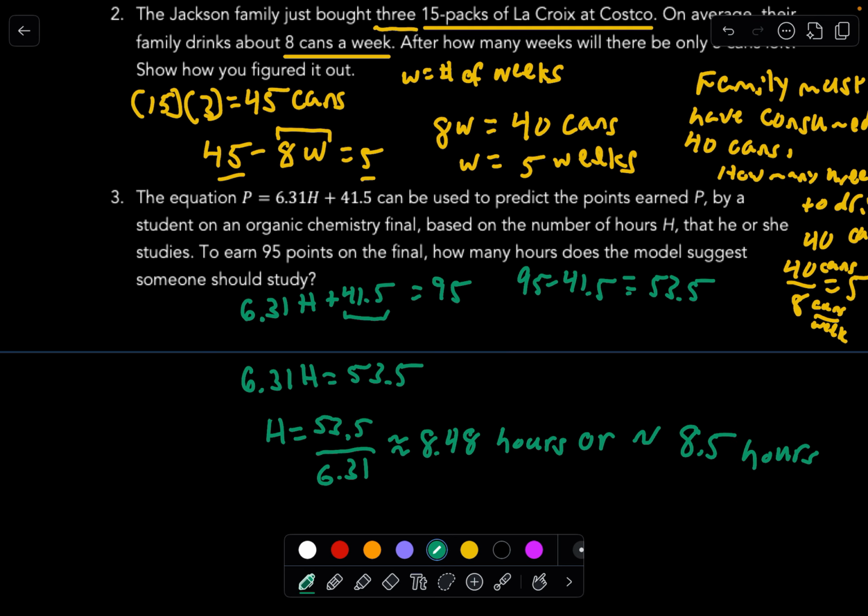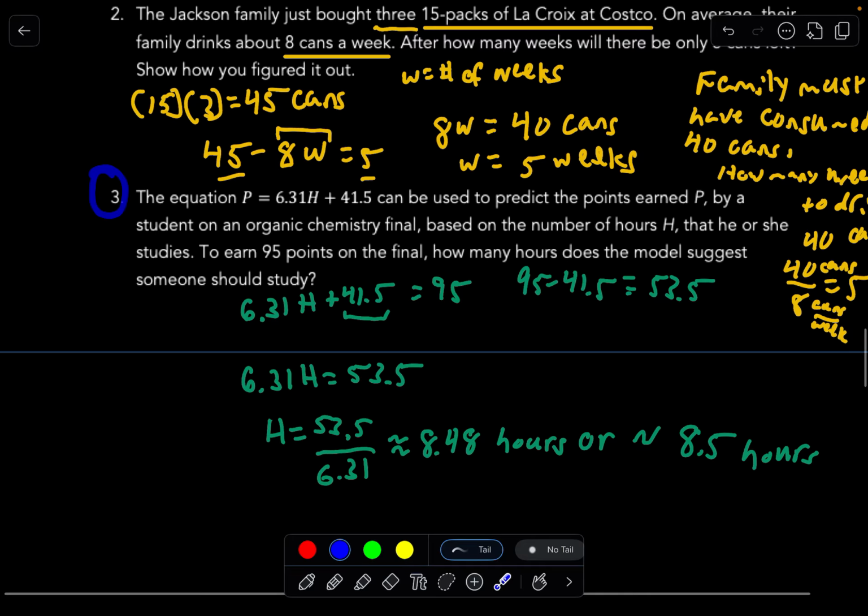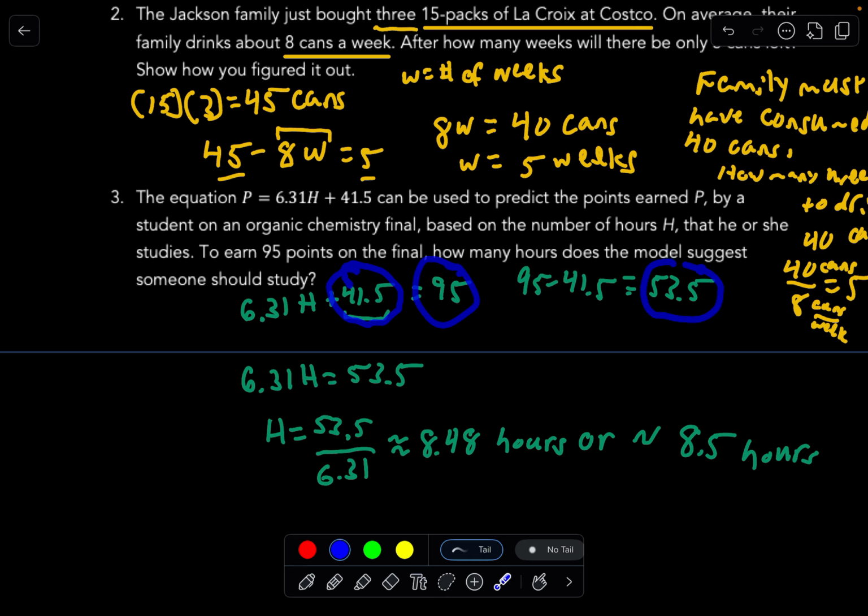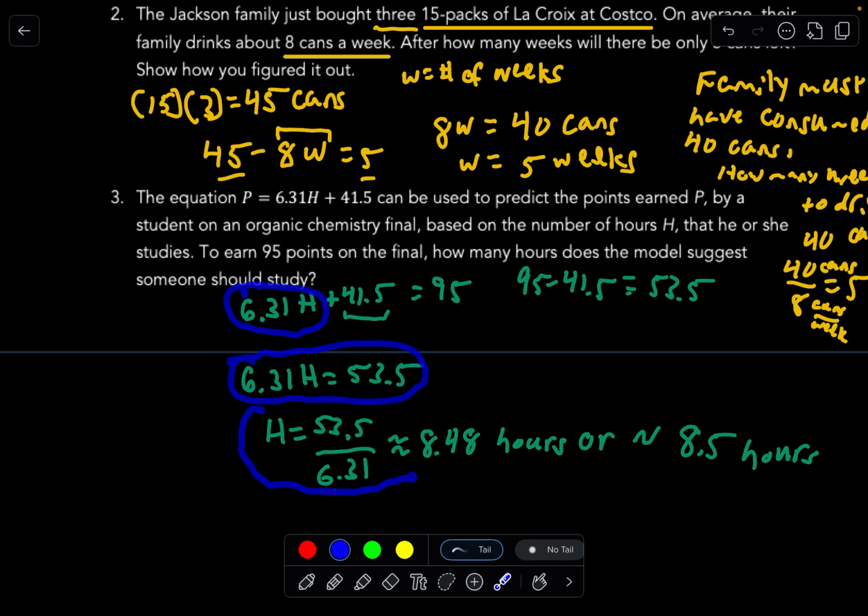All right. I hope this makes some logical sense. Again, to do this last problem, if he wants to earn 95 points, we had to figure out how many points he must earn if he already started with 41.5. So we figured out that difference, and it was 53.5. So that's how many points he must earn from this studying, from this variable term. And then we're multiplying H by 6.31, so we divide by 6.31. That's the actual value to 2 decimal places, and this is the rounded value to 1. All right, I hope that made sense. This was the end of part 3. Sorry it took 3 parts.